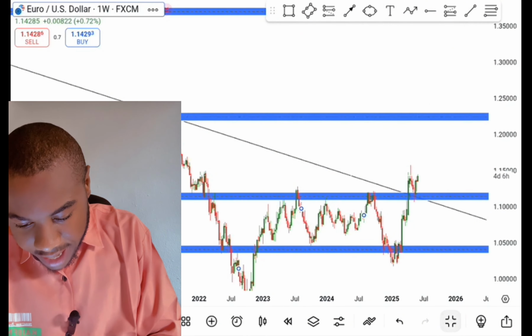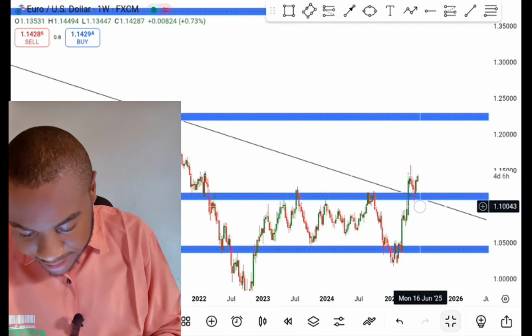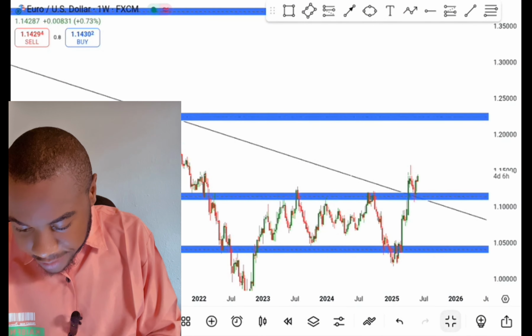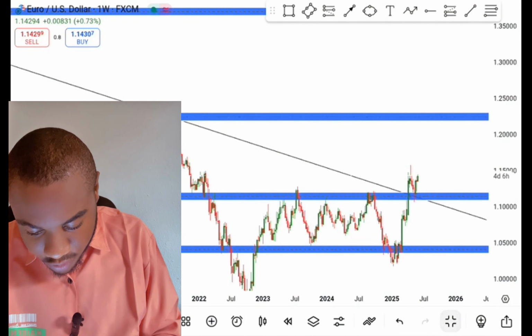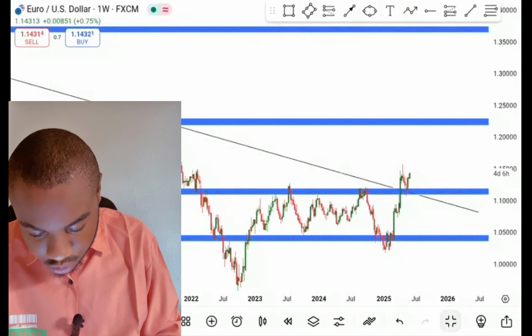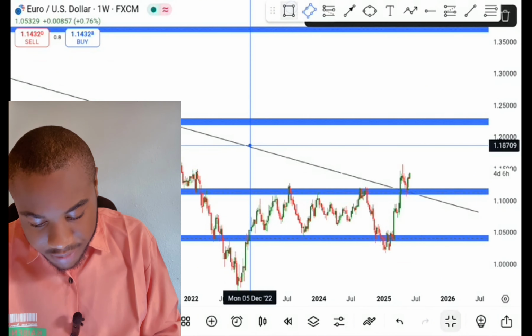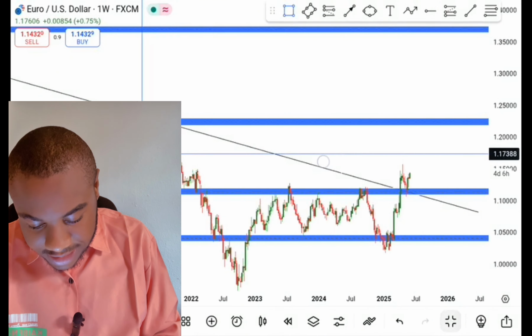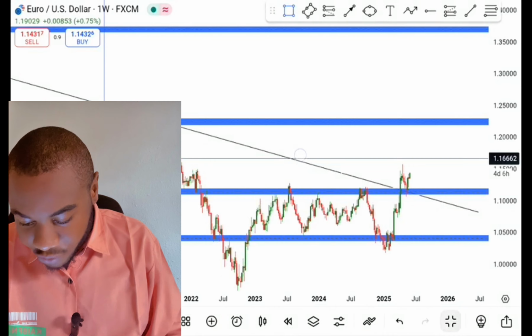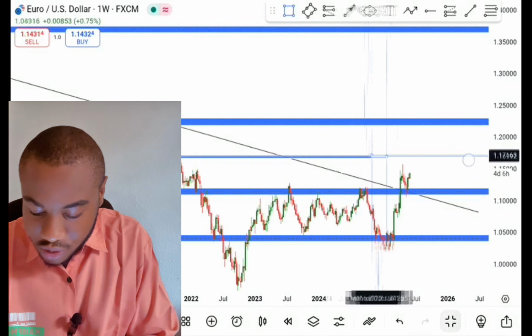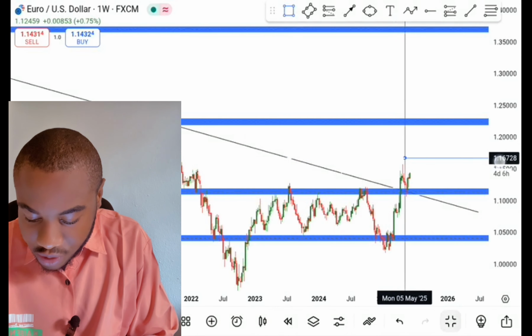Now, another place I was looking out for was this area here, because we saw a lot of spin overs here. So let's make sure we accommodate some levels. When the market gets to this point and starts reacting from here, we'd be a bit confused. Why is the market reacting? Because we have this consolidation here.